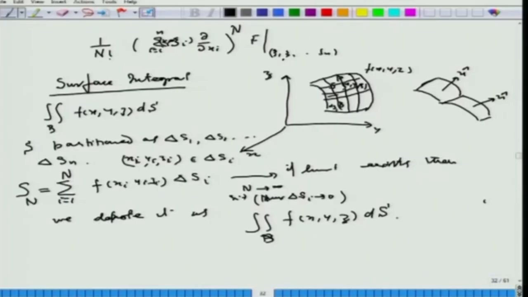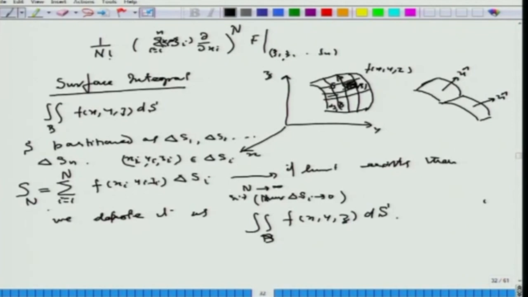This function is assumed to be continuous on the surface and on its boundary also. So then the surface integral, double integral over B f(x,y,z) dS, this is capital S and not the arc length small s. Here dS is the element area on the surface. The typical surface element is like this shaded, darkened curved square or curved rectangle. This surface is partitioned into these element areas delta s 1, delta s 2 and so on up to delta s n, and (x_i, y_i, z_i) is a point in this delta s i.